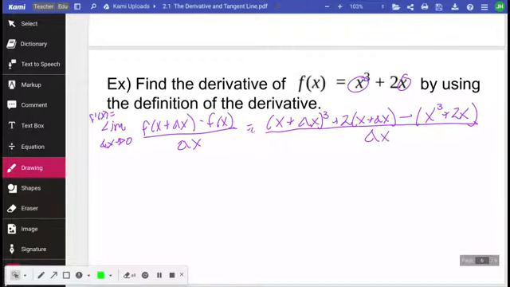over delta x. And I forgot something really important. Hopefully, if we were in class, you would remind me. Limit as delta x approaches 0 equals. Okay, so I'm going to keep my limit as delta x approaches 0.